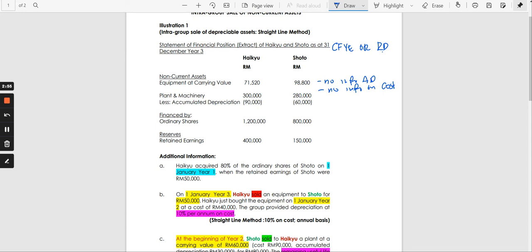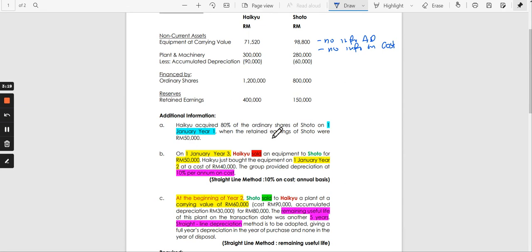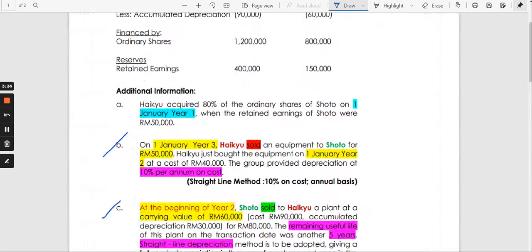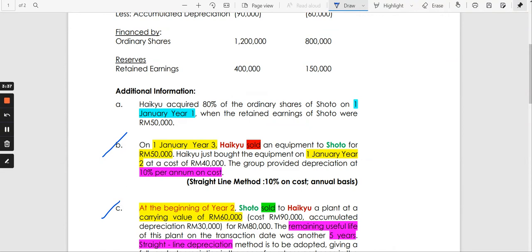And then for the plant and machinery, you have both information on cost and the accumulated depreciation. And if you look at the ordinary shares, this is just information to let you calculate the amount of shares being acquired, and these are the retained earnings as at the reporting date. And the first one here is the information on the pre-acquisition reserve available on the date of acquisition, 1st of January, year 1. So this is not so much of our focus. Our focus will be on B and C. So to look at that, what you need to do is, let me just zoom that for you.